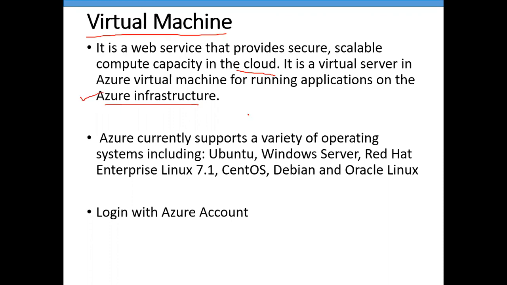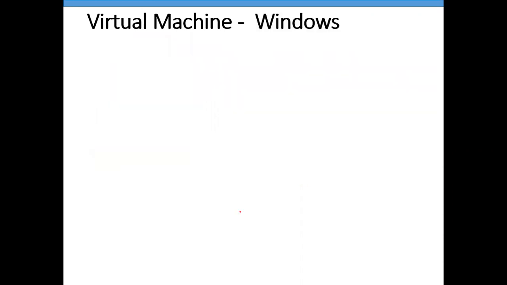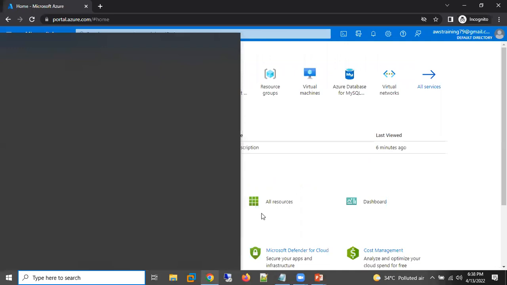And here I have given a list of operating systems which are supported under Azure: Ubuntu, Windows, Red Hat, Linux One, CentOS, Debian, and Oracle Linux. These are a few of the operating systems supported under Azure. So if you want to create a machine, first we are going to learn about the Windows machine. So I'm in my Azure account.